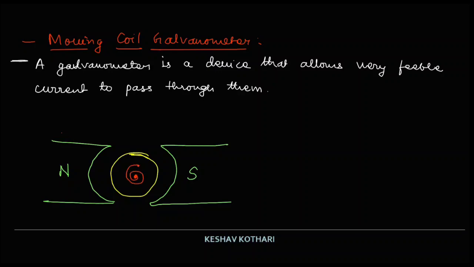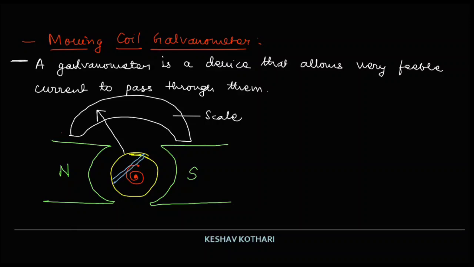associated with a helical spring, and a pointer points out somewhat like this onto a scale fitted in the galvanometer. So this is the measuring scale which we have, with a helical spring and a large number of current carrying wire associated with this soft iron armature coil.